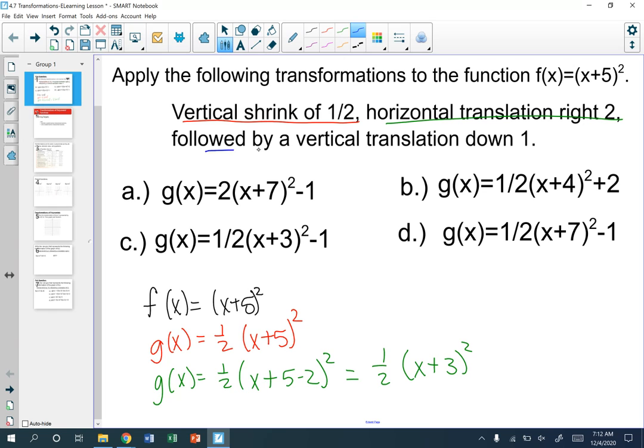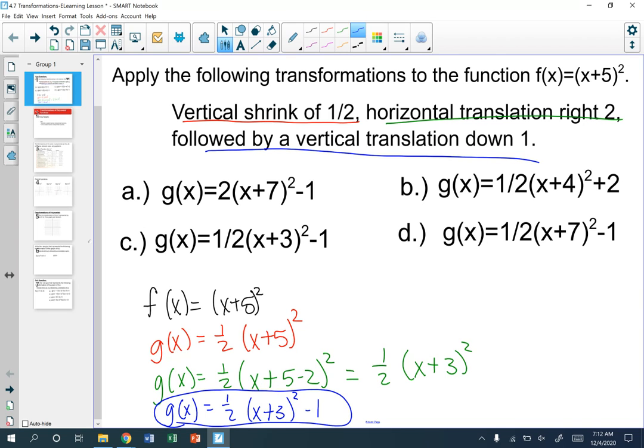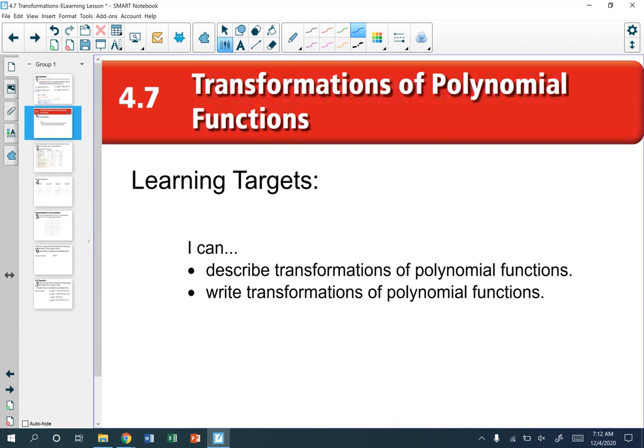All right, and then finally we have translation down 1, vertical, so it's on the outside. So our final answer will be 1/2 times (x plus 3) squared. Nothing's happening on the inside, but I'm subtracting 1 on the outside. So I get 1/2 times (x plus 3) squared minus 1, which is option C.